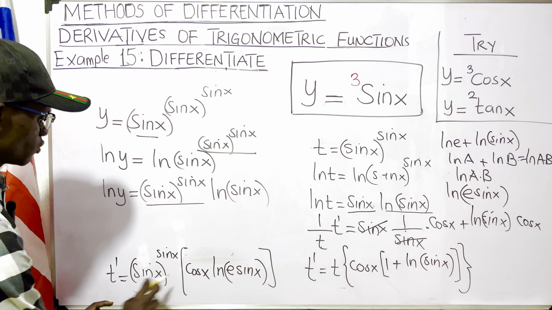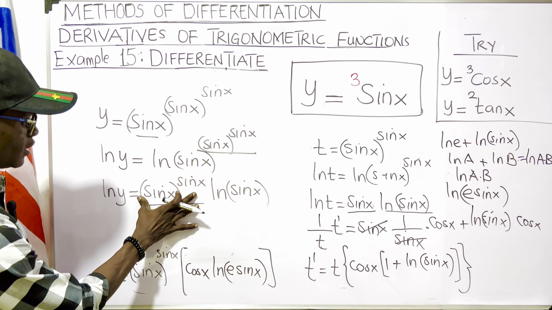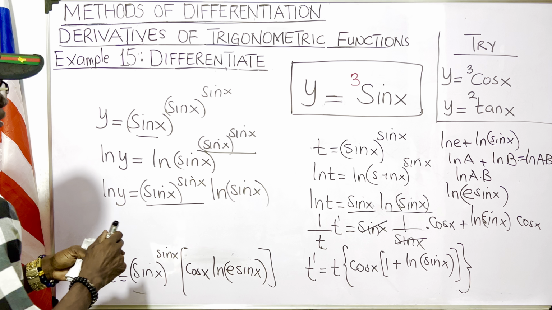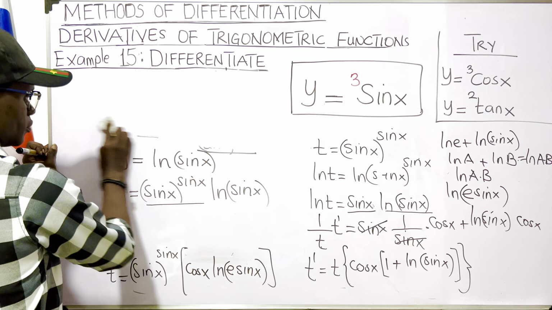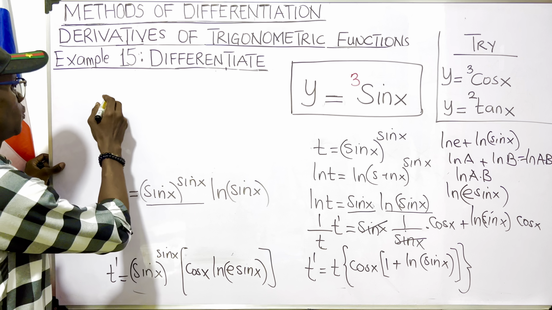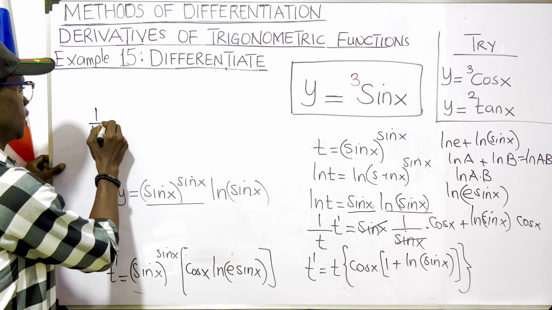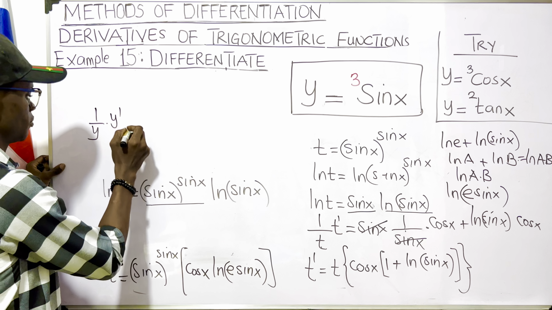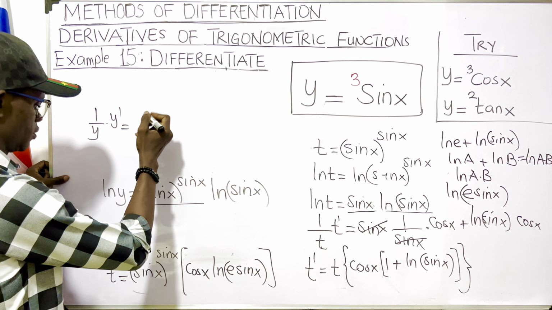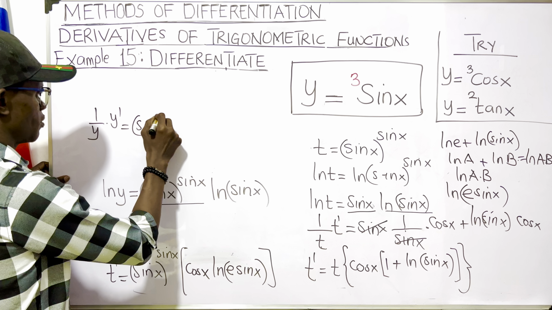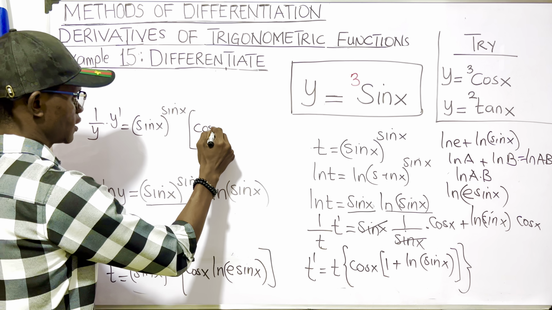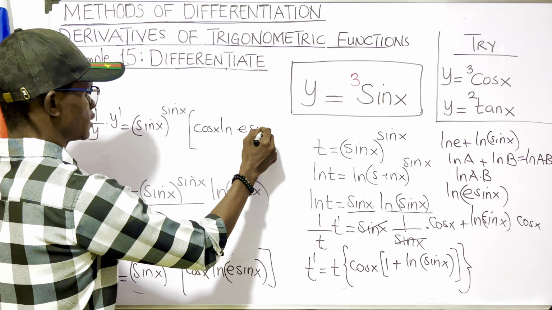Right? So this is what we're going to replace within this expression. So sine of x raised to the power sine of x is just equal to this expression. So let's go upward. Now we have ln of y. We differentiate it. We have 1 over y times the derivative of y, which is y prime, equals this entire expression, which is sine of x raised to the power sine of x times cos of x, the ln of sine of x.